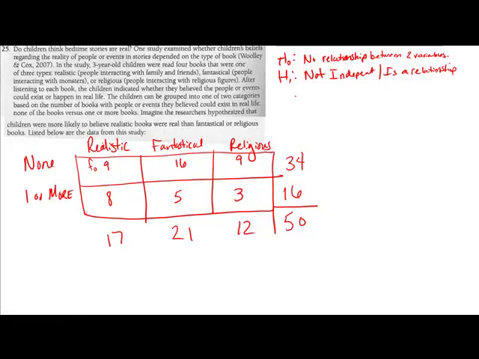Before we get to that, let's have some agreement on the degrees of freedom. The number of rows, 2 rows, minus 1, times the number of columns minus 1, 2 columns, we're going to have 2 degrees of freedom. 2 degrees of freedom at the alpha of 0.05, the chi-square is 5.99. So we need to have a chi-square greater than 5.99 in order to reject the null hypothesis.